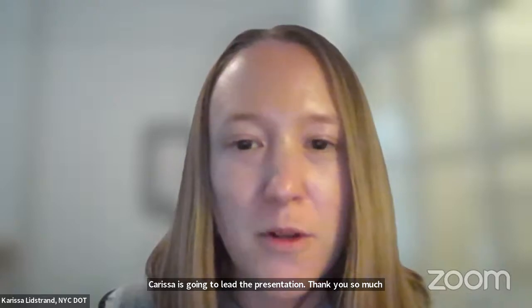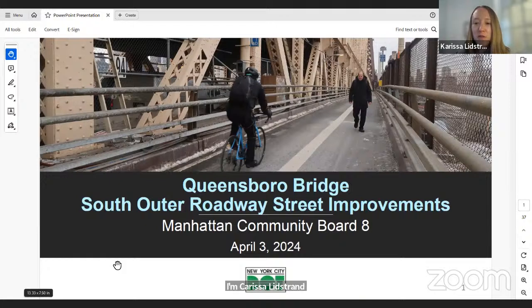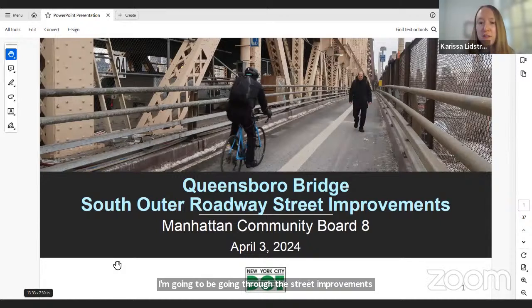Okay, let me pull it up real quick. All right, here it is. As Colleen mentioned, I'm Carissa Lidstrand. I'm going to be going through the street improvements that will coincide with the South Outer Roadway opening to pedestrians.